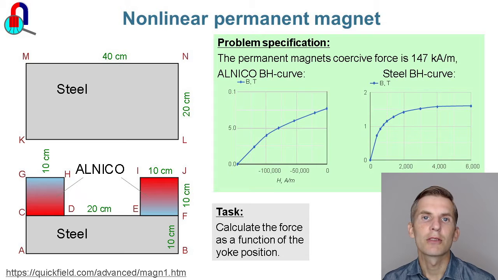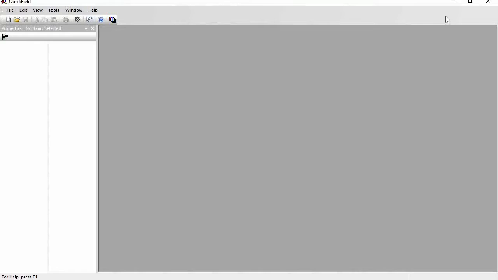I'm going to simulate a plane parallel DC magnetics problem, ignoring the third dimension. To automate force versus distance calculation, I'm going to use the label mover tool. Okay, let's start QuickField now. In QuickField, I create a new problem.